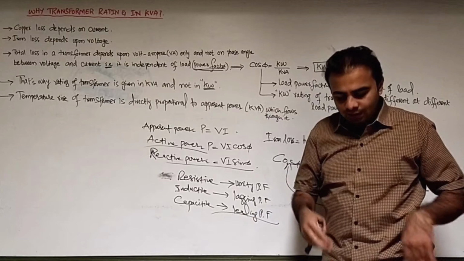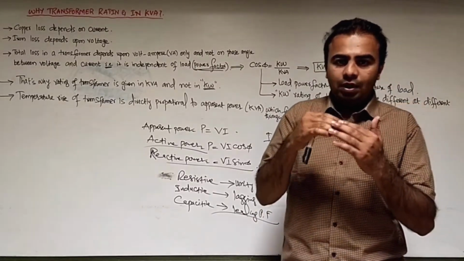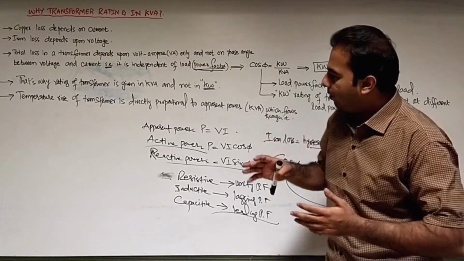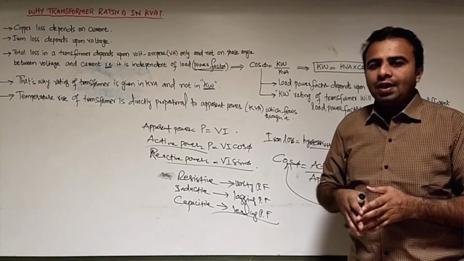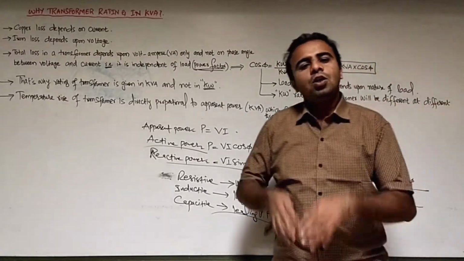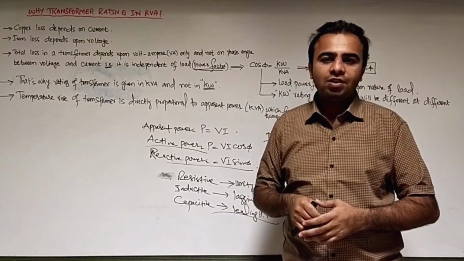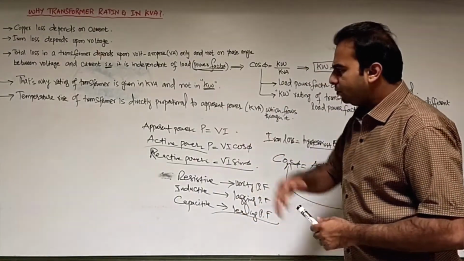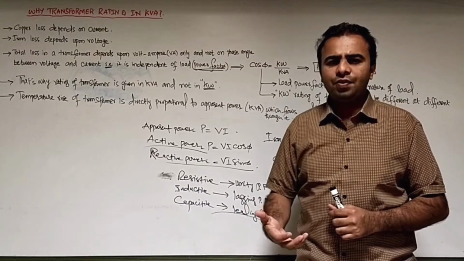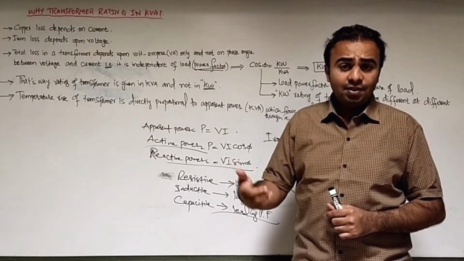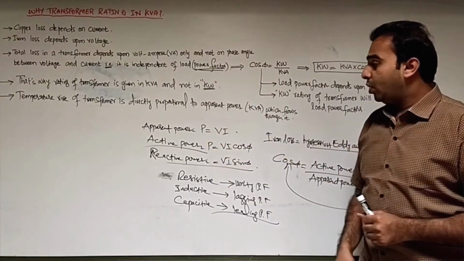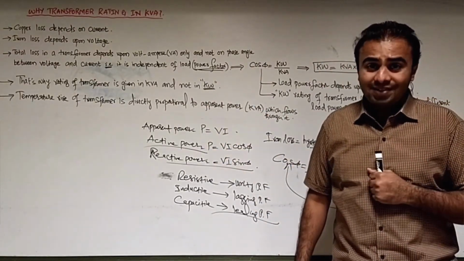The temperature rise of the transformer is directly proportional to the apparent power kVA which flows through it. If the core is energized from the main supply, obviously losses are produced, the iron losses, and the total loss in the transformer is the sum of the constant loss plus the variable loss. Because of the increase in losses, the temperature will rise in the core of the transformer, which depends on the product of voltage and current, called the apparent power.